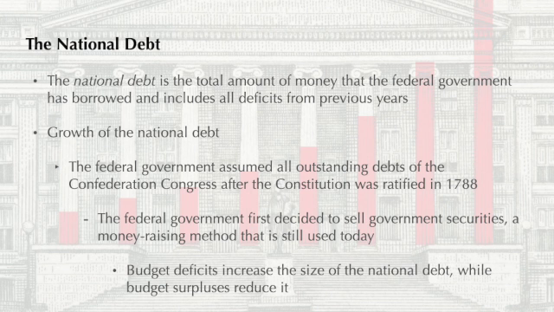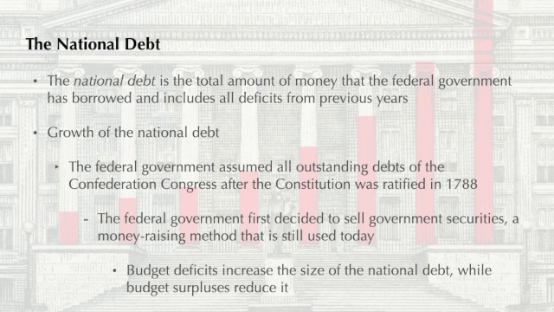What happens when you spend more money than you earn? To cover your costs, you will probably need to borrow money. Similarly, to pay for deficit spending, the federal government must borrow money. The national debt is the total amount of money that the federal government has borrowed and includes all deficits from previous years.